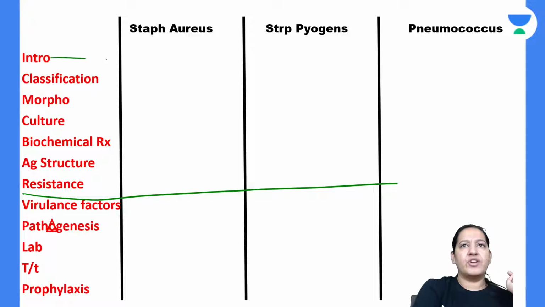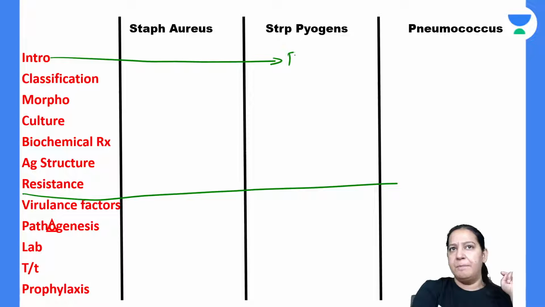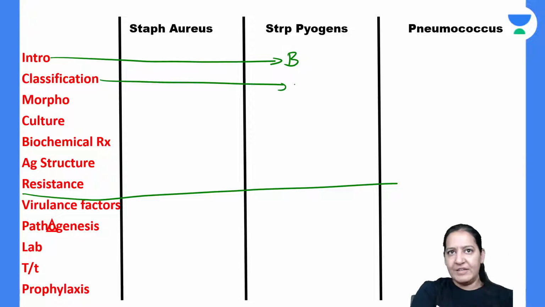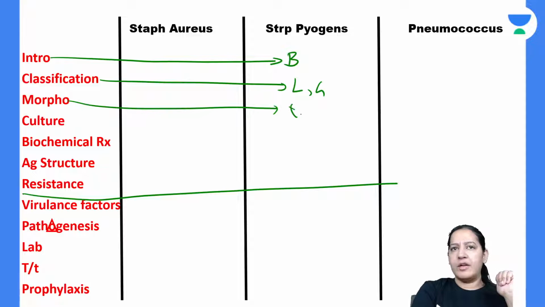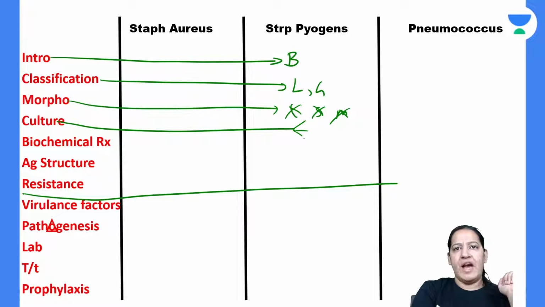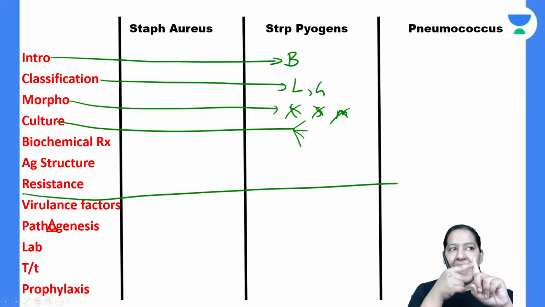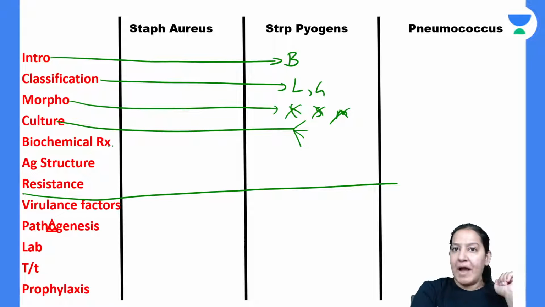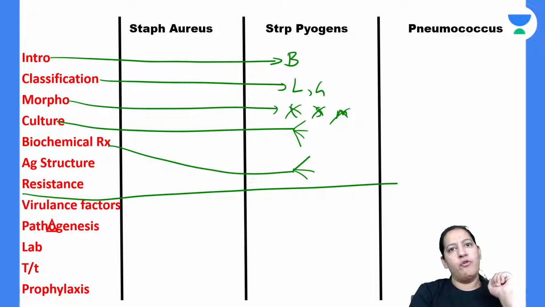You know the introduction, the name of the scientist who discovered it, Billroth. You know the ways to classify it, the Lancefield and Griffith classification. Morphologically, it is non-capsulated, non-spore forming, non-motile. It is a gram-positive cocci. In culture, I have already told you the 4 culture media: blood agar, selective agar, transport media, and liquid media. Biochemical reactions, I have already told you the 4.